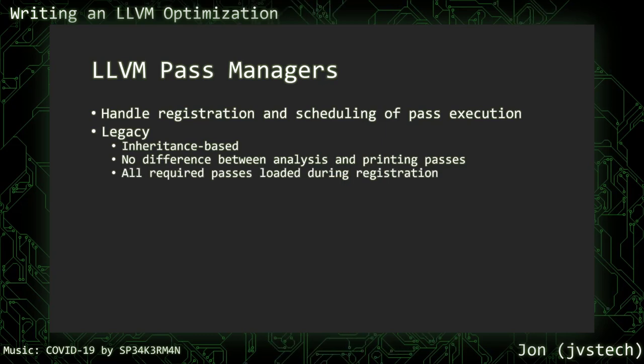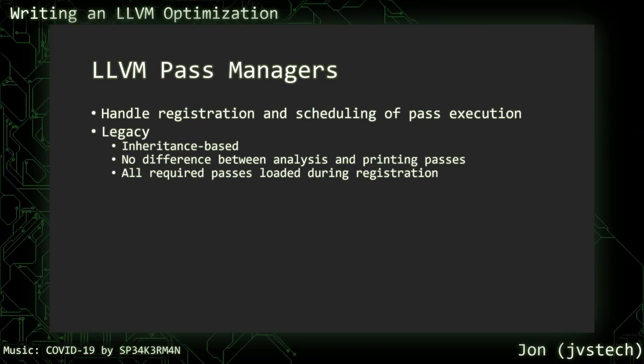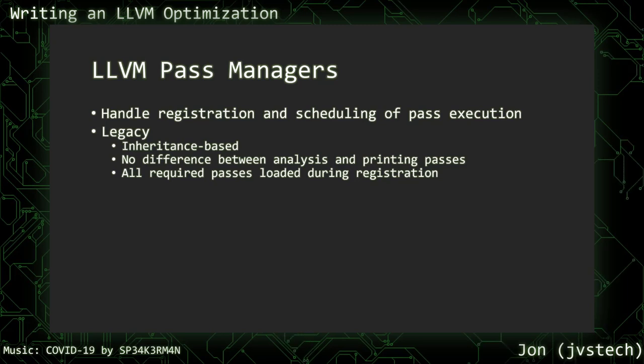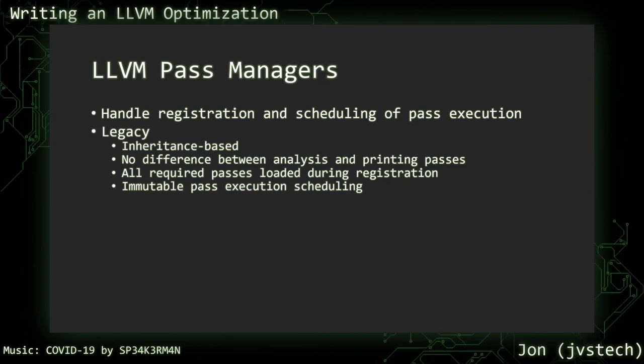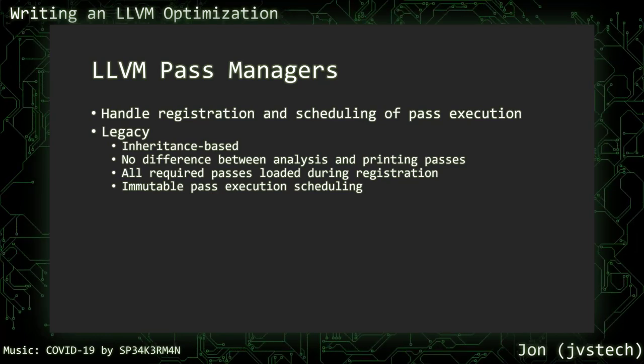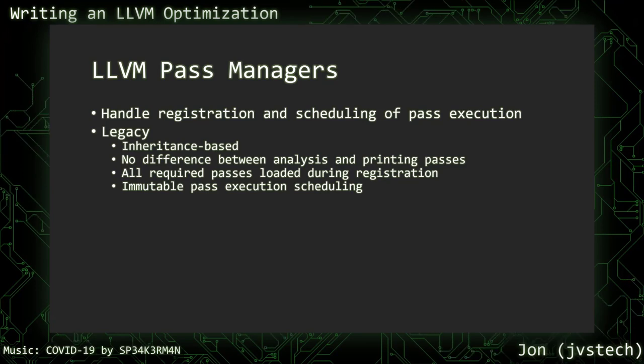The pass dependency tree is statically generated as passes are registered, before any of them are executed. Each pass tells the pass manager any other passes it may depend on, and these passes are then loaded. The pass dependency tree is used to generate the pass execution schedule. Once this schedule is generated, it can't be changed. Legacy passes cannot dynamically run another pass without going outside of the pass pipeline, which completely defeats the efficiency of using a pass manager in the first place.